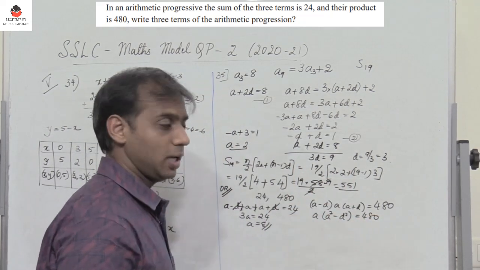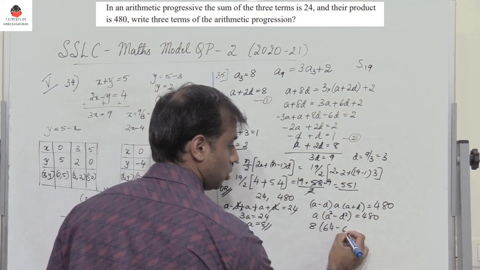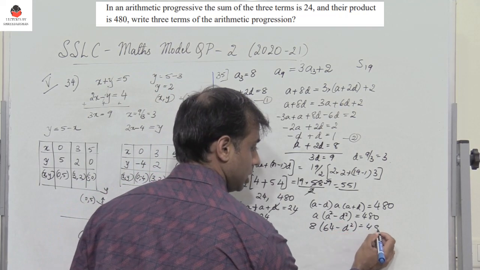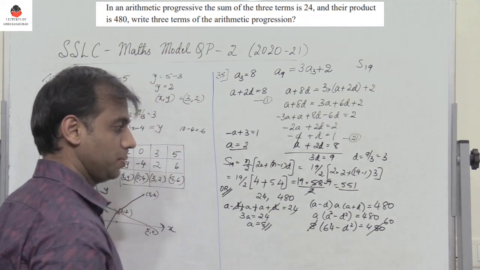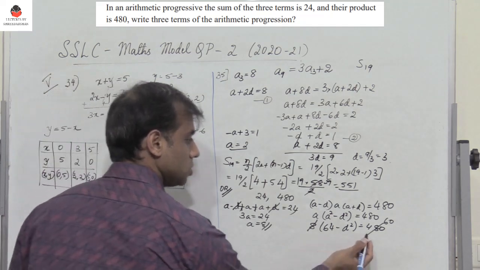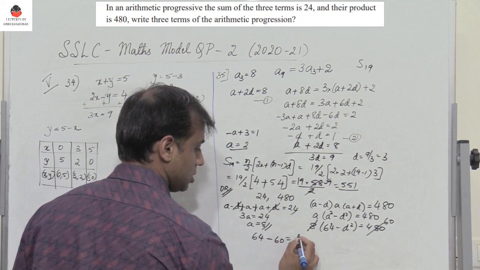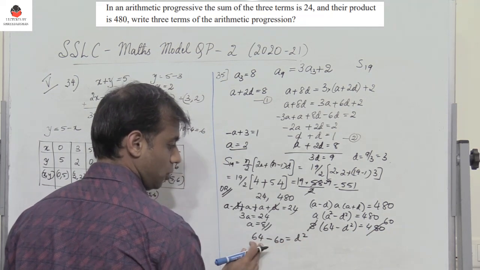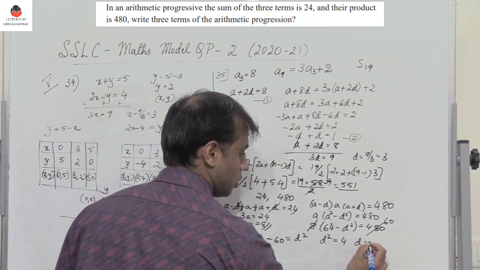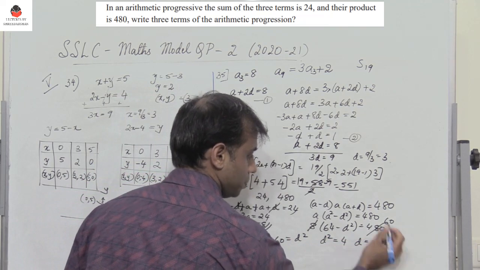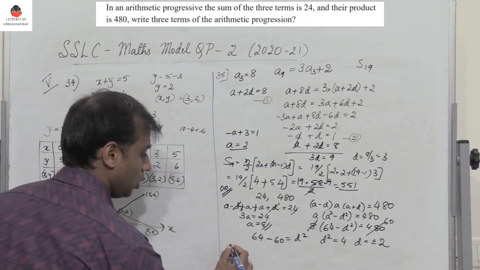Now let me substitute the value of a as 8. 8 square is 64 minus d square equals 480... 8 sixes are 48, so this is 60. Now I have 64 minus 60 equals d square. Therefore d square equals 4, or d equals plus or minus root 4, which is plus or minus 2. So now I have 2 options.